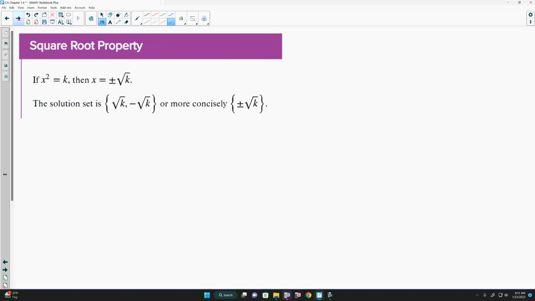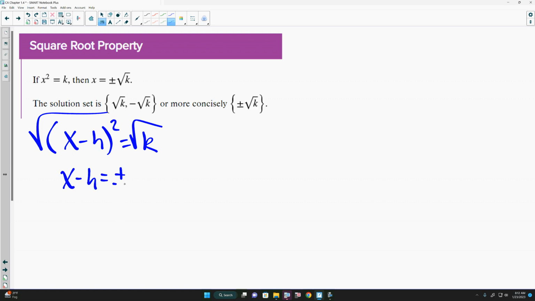Square root property. If x squared equals k, then x is equal to plus or minus the square root of k. Just a square root method. And this is somewhat of the base to completing the square, because it also works out as if we have x minus h squared, we can square root both sides and say x minus h is equal to plus or minus the square root of k. And then we can solve from there by adding or subtracting h over to get our answer. So it works with either set.